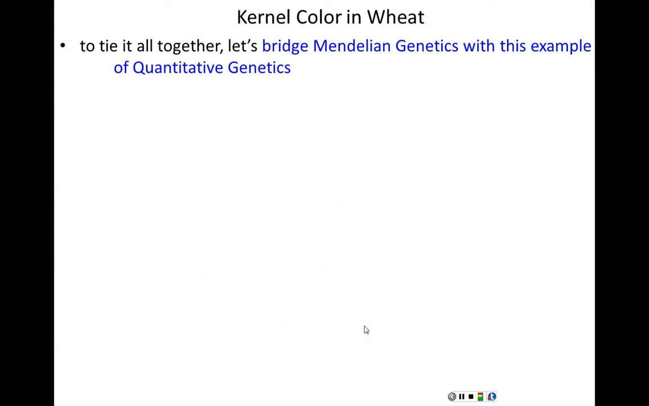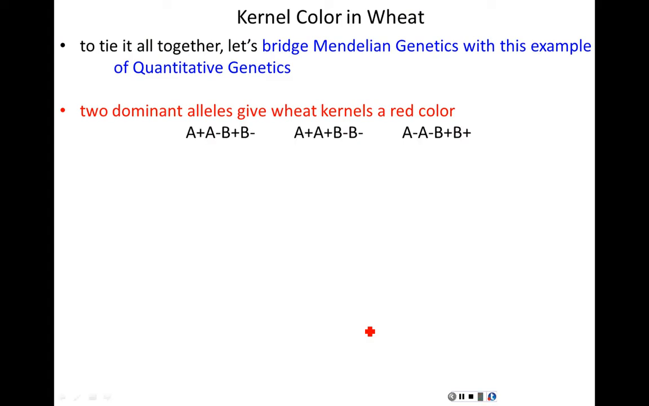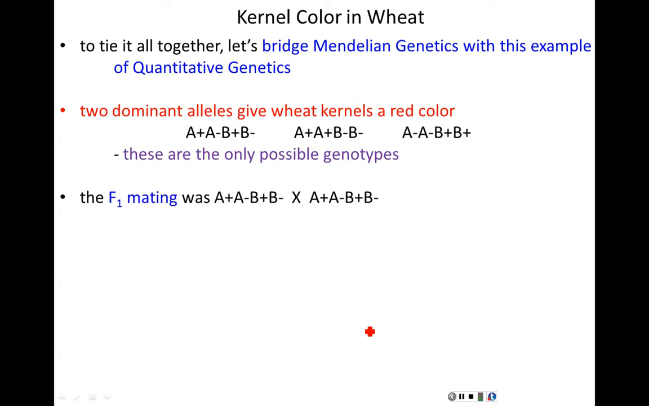Let's show you how we get a varying quantitative trait, but by bridging it with Mendelian genetics using nothing more than Mendel's laws of transmission. Two dominant alleles, or two plus alleles, are going to give wheat kernels a red color. We have, remember, 2 genes, 4 possible alleles. Any 2 of those 4 possible alleles being dominant or plus is going to give us a red kerneled plant. So these are the genotypes that give us red kernels.